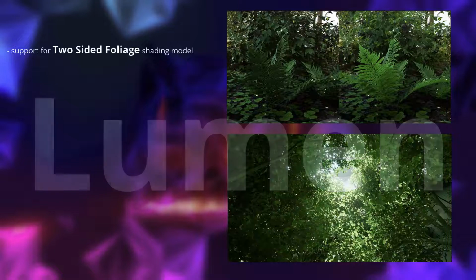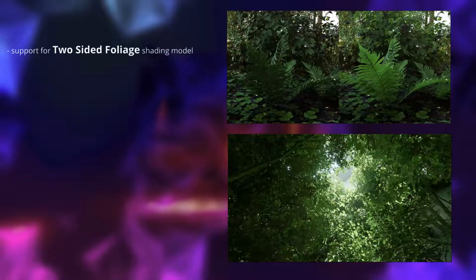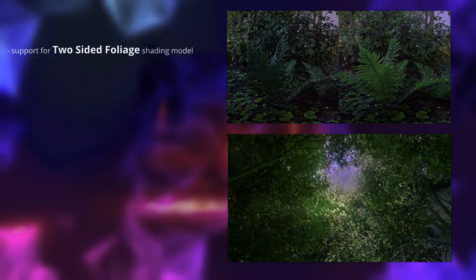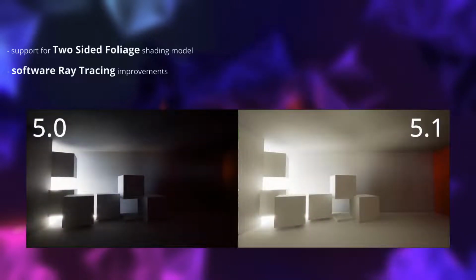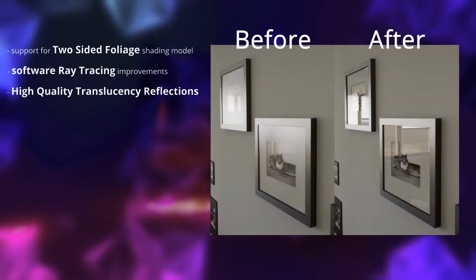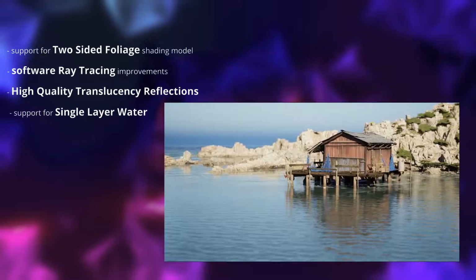Lumen now supports the two-sided foliage shading model, which means higher quality foliage. Lumen's software ray tracing now samples the surface cache directly, which improves secondary bounces, reflections, and global illumination from small emissive surface elements. Enable high-quality translucency reflections from the post-process volume, and Lumen reflections will be a lot better. Lumen reflections now support single-layer water.